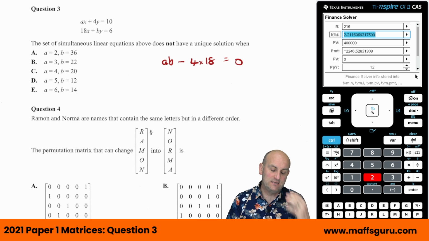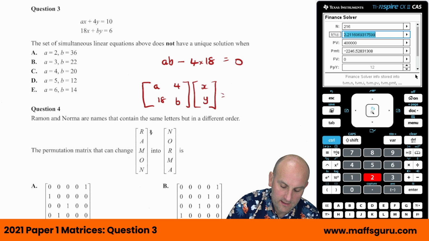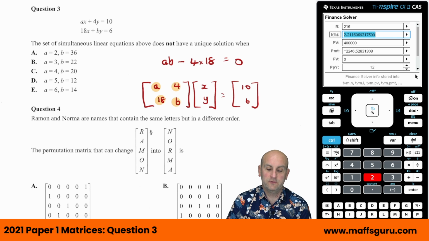Now basically that's the determinant. And if I was to write this out the long way, you may have been taught to write A, 18, B, times X, Y equals 10, 6. All right, and then I always teach my guys to make sure that they then know how to find the determinant. It's those 2 corners multiplied together minus those 2 corners multiplied together, and for it to not have a unique solution, that has to equal 0.